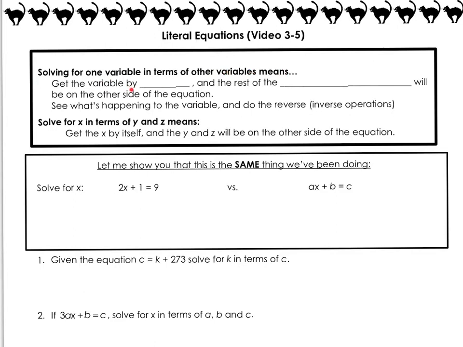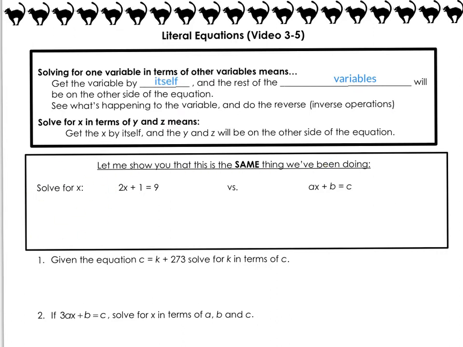So that means that we get the variable by itself, just like we always have. And the rest of the variables will be on the other side of the equation. So see what's happening to the variable and do the reverse or inverse operations, just like we've always done. The only difference is now we're going to have variables instead of things that combine. So when you see solve for x in terms of y and z, that just means we're going to get x by itself, and the y and z will be on the other side of the equation, so they'll be in the answer.